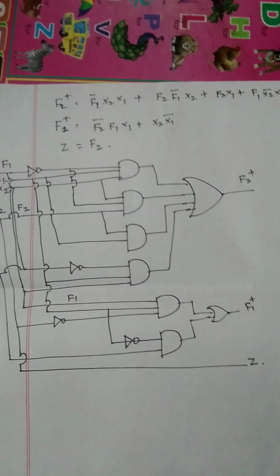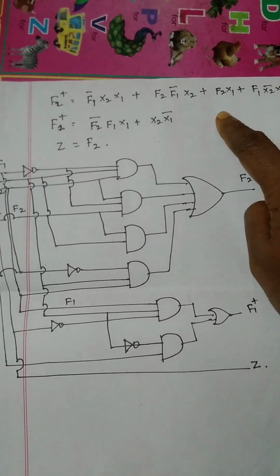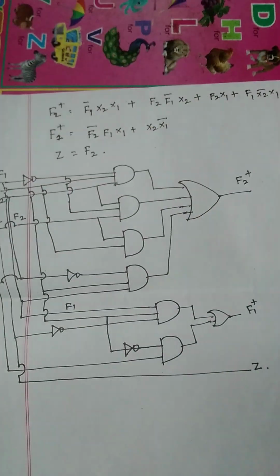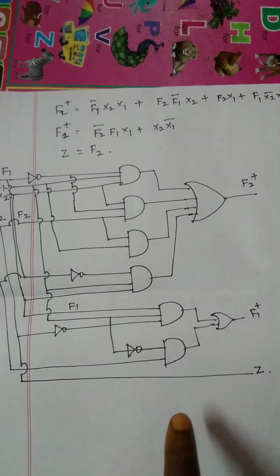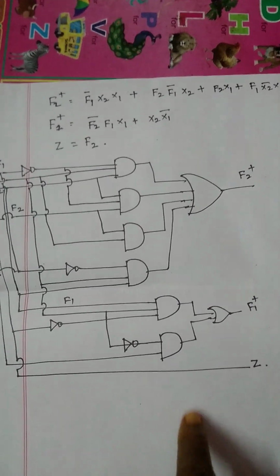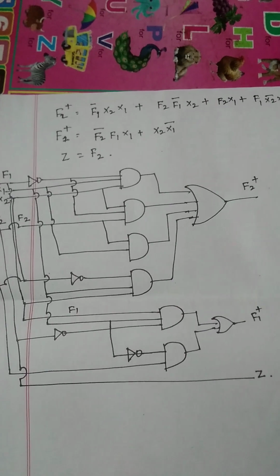After finding the answer for F2 plus, F1 plus and Z, draw the logical diagram. This is nothing but an asynchronous sequential circuit. So this is the way to design the asynchronous sequential circuit.